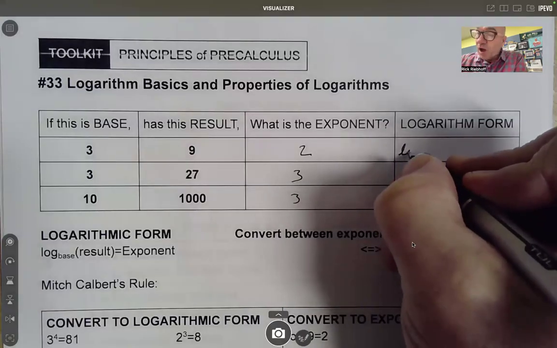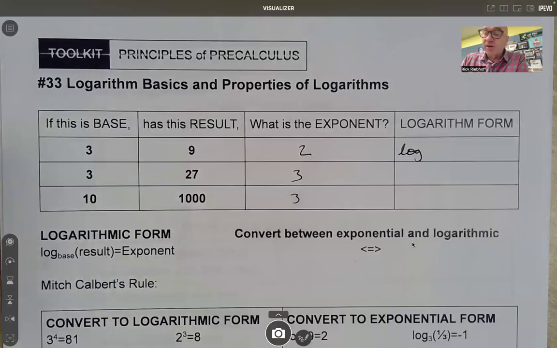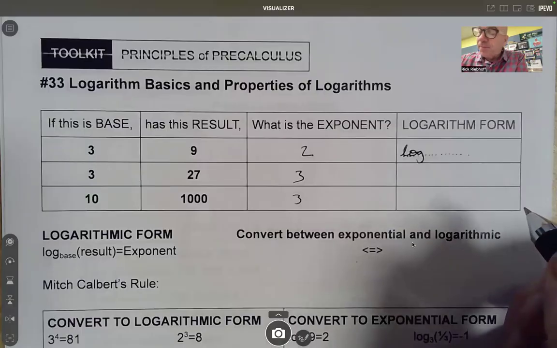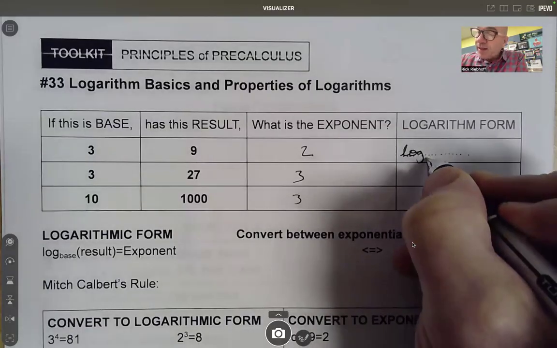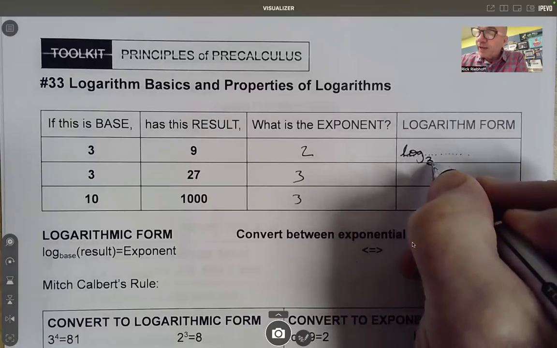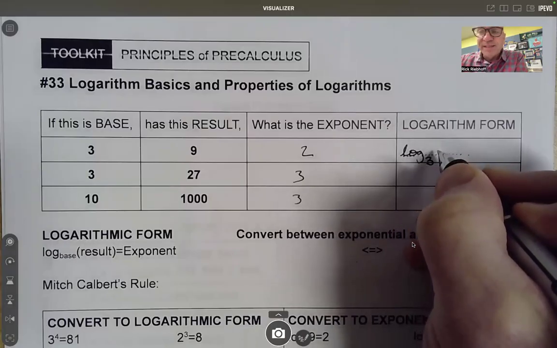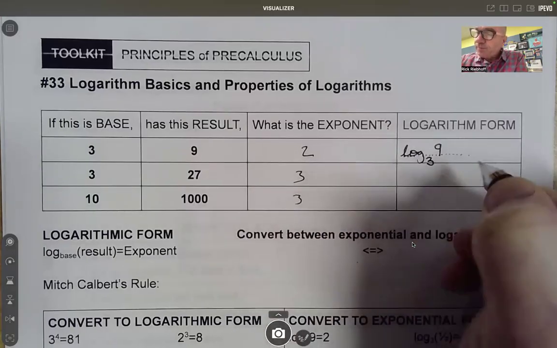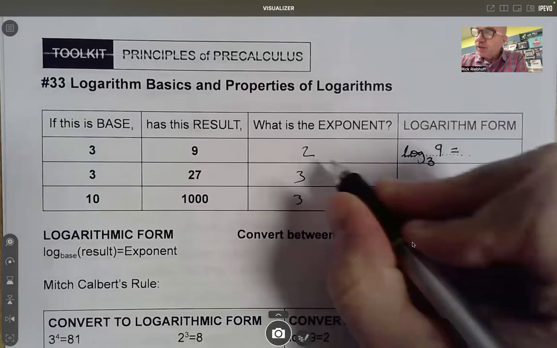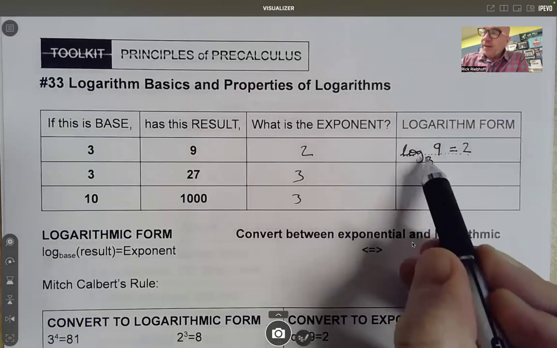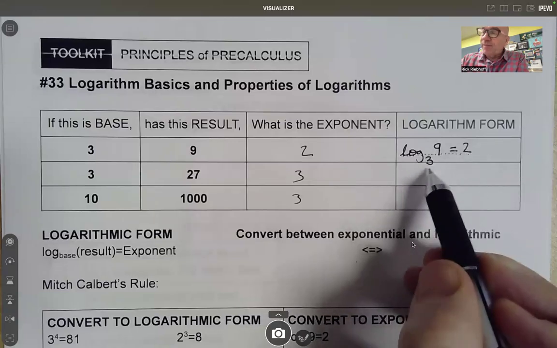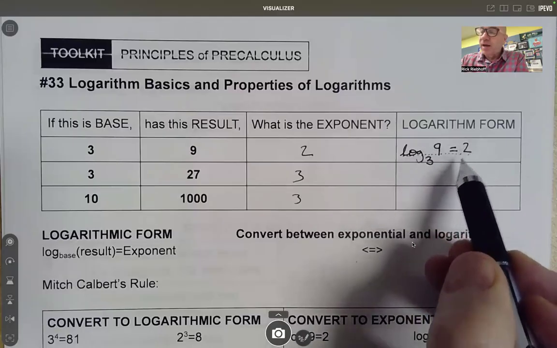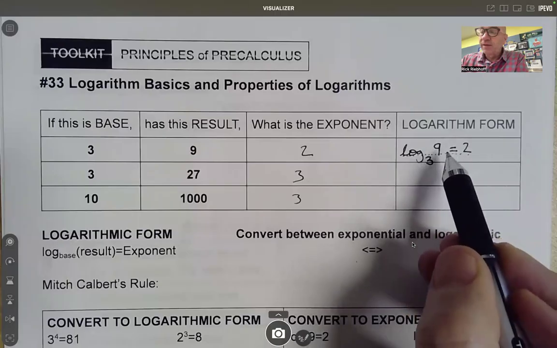So we're going to write the word log, sometimes in cursive. Underneath it, as a subscript, like on a line of paper, we're going to write the base. So log base 3. And then up here, sometimes in parentheses, though it doesn't have to be, we're going to put the result, and then this equals the exponent. So log base 3 of 9 equals 2. If we have a base of 3 and the end result is 9, the exponent had to be 2. I look at it like this: 3 squared equals 9.